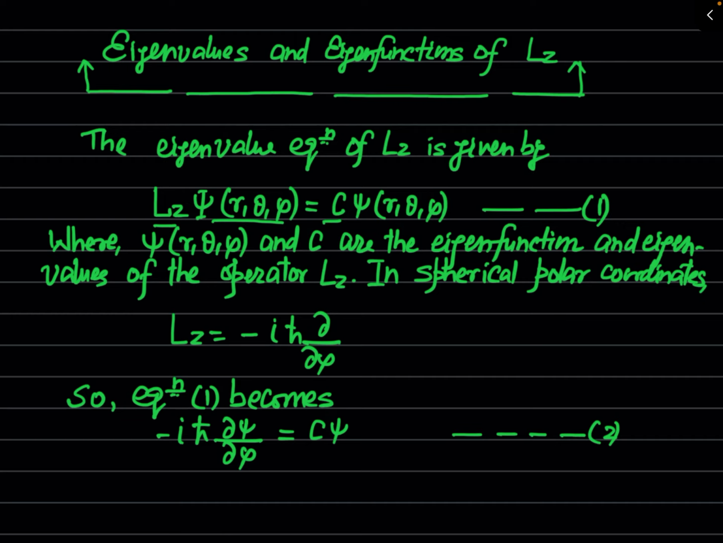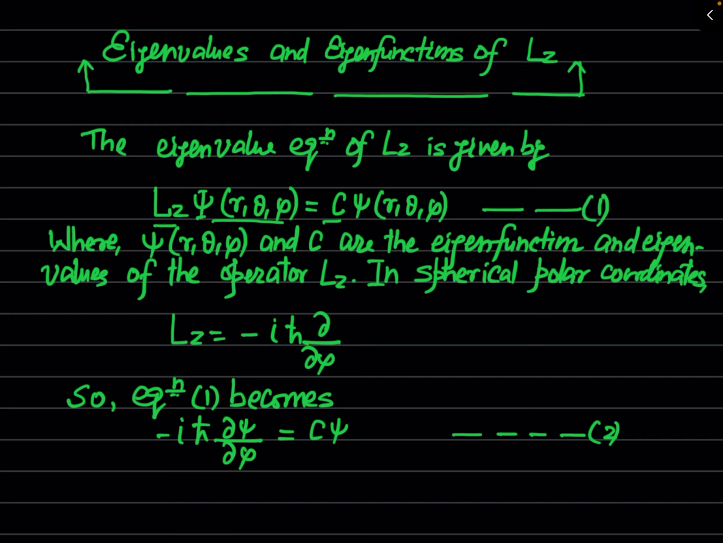As you can see, I have written psi as a function of r theta phi. It means we are talking about spherical polar coordinates. As I have told you earlier, in dealing with problems related to eigenvalues and eigenfunctions of this operator, the convenient coordinate system is the spherical polar coordinate system. So we will start with the expression for the operator Lz in spherical polar coordinates.